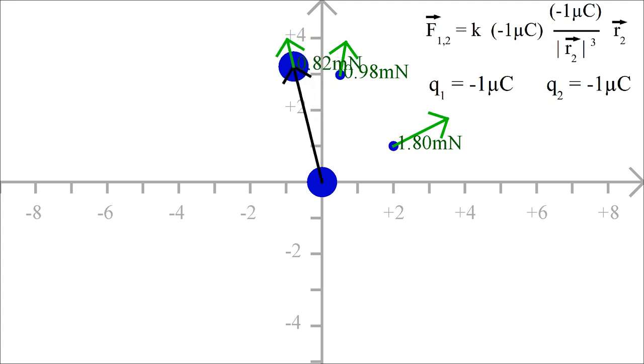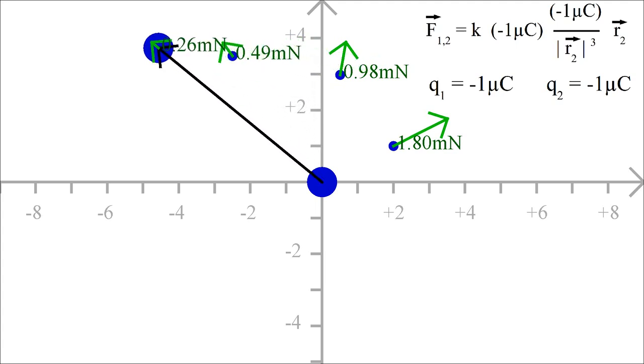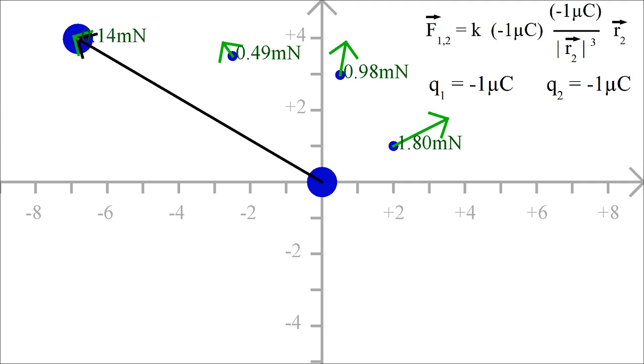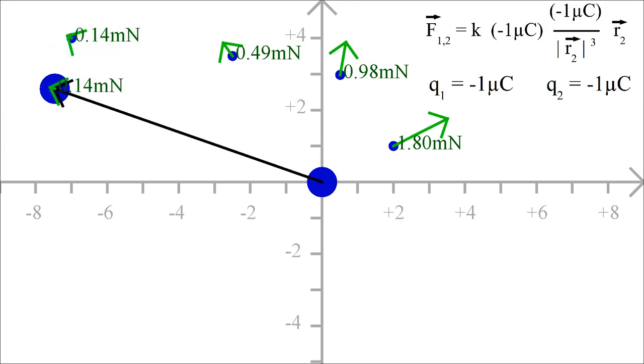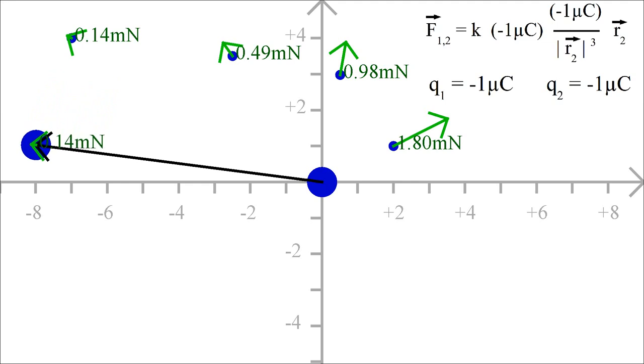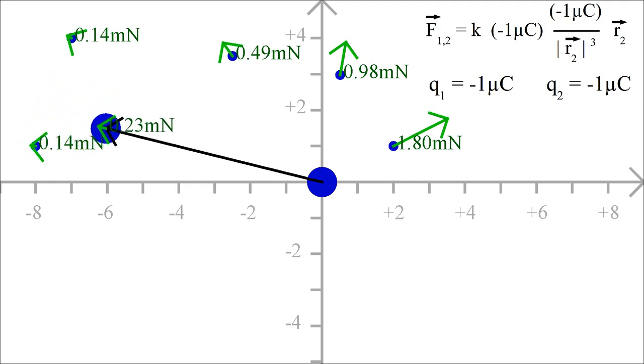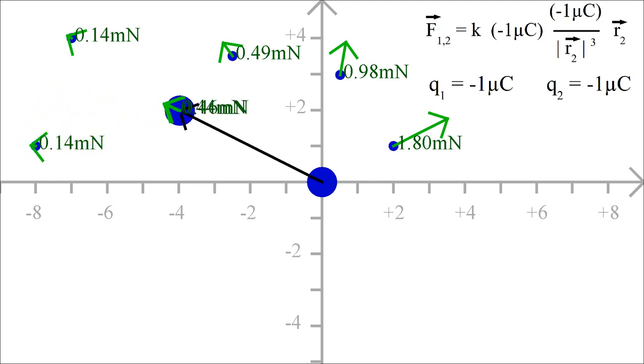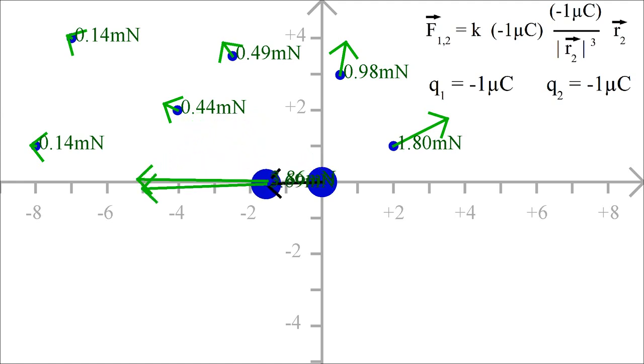There is no change in magnitude or direction when using two negative charges, each with a value of minus 1 microcoulomb instead of two positive ones. Minus 1 microcoulomb times minus 1 microcoulomb is equal to plus 1 microcoulomb times plus 1 microcoulomb.